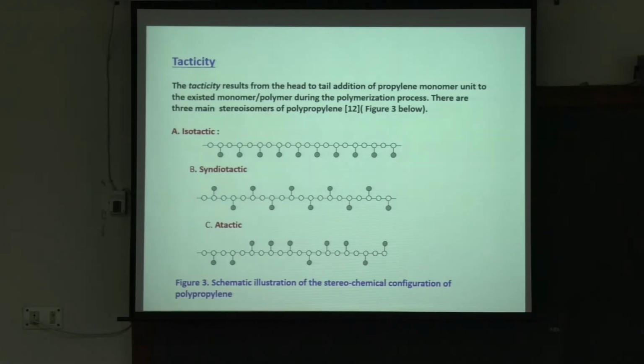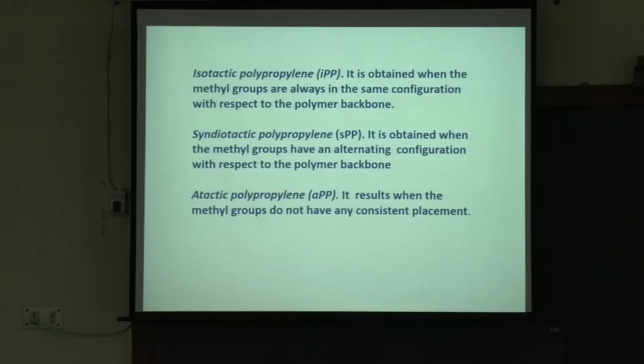Now, tacticity is isotactic, syndiotactic, and atactic. Isotactic means that you have all the methyl groups on one side. Syndiotactic is you have one on this side and one on the other, symmetrical, and it goes on like that. And atactic means you don't know which one goes where. That is how the stereochemical composition of polypropylene and most polymers is described.